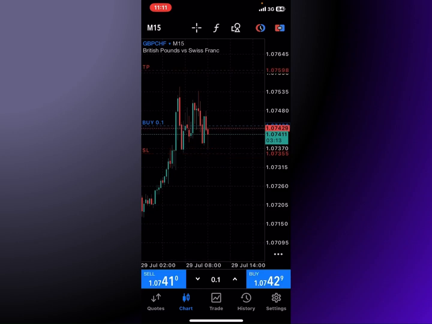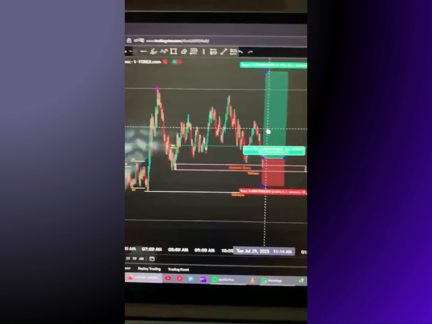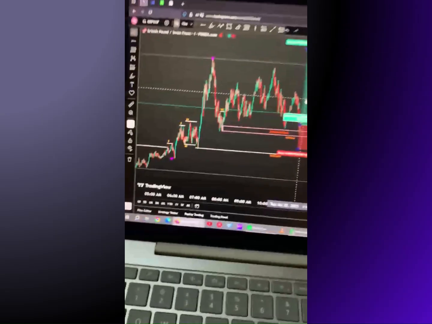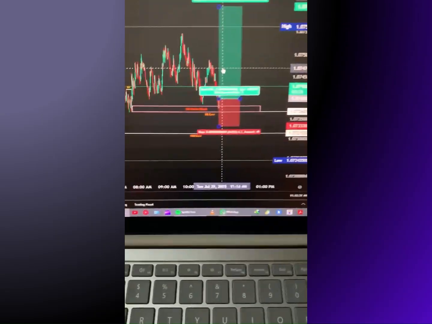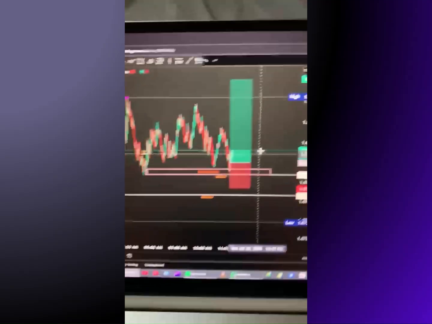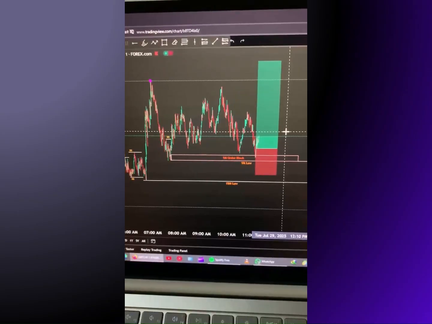So let me show you quickly the chart. Guys, this is a chart. This is the trading chart, right? So I entered right here, and I'm looking for SL just below this range, right? And TP above this range.